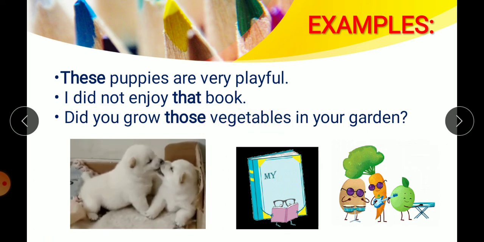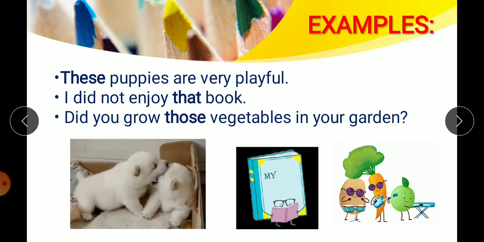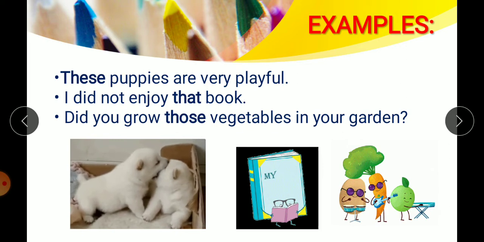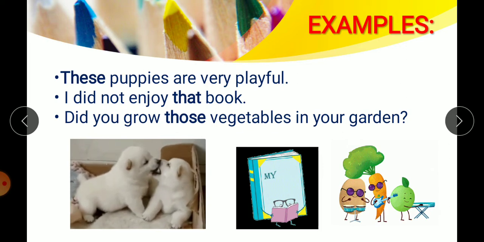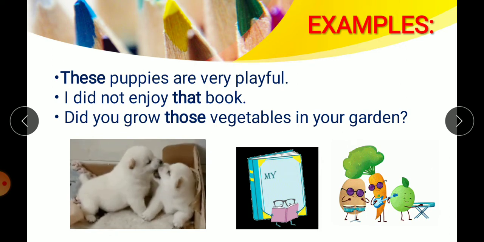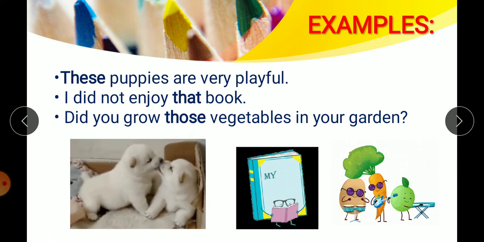So words like this, that, these, those, they are demonstrative adjectives, and demonstrative adjectives are only 4 in number: this, that, these, those. The only thing is they are always followed by a noun. उनके पीछे एक noun होगा, right?